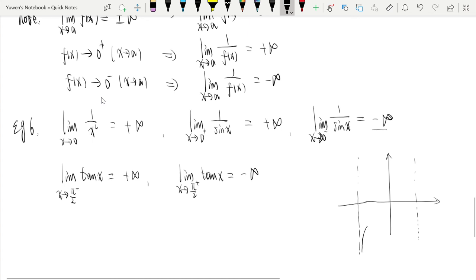And we can also find the limit from the graph of tan x. The graph of tan x is like this. So from the right it is negative infinity, and from the left it is positive infinity. Okay, that's some basic definitions and concepts for limits. How to compute the limit, we will talk about later, in the next video.